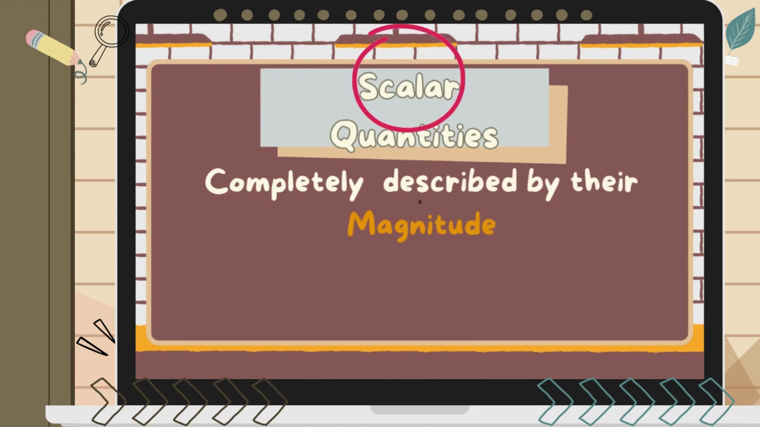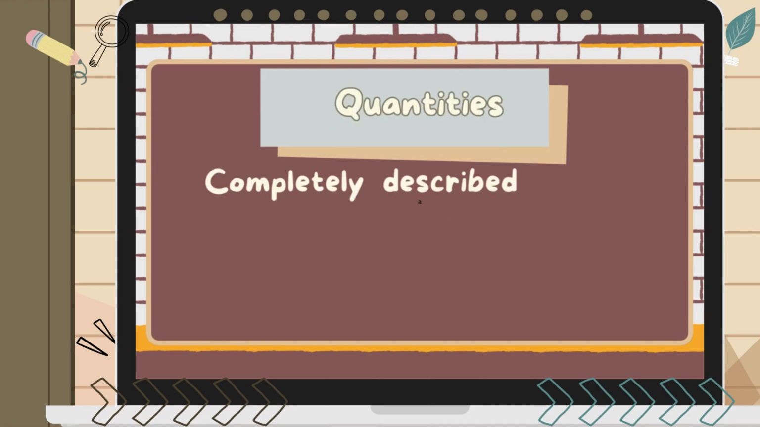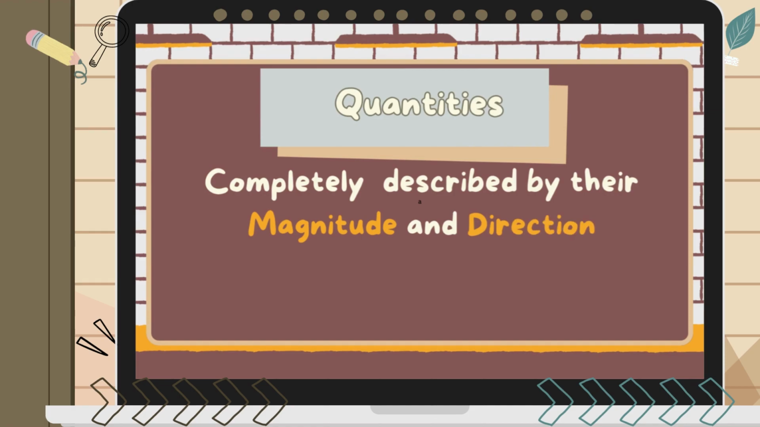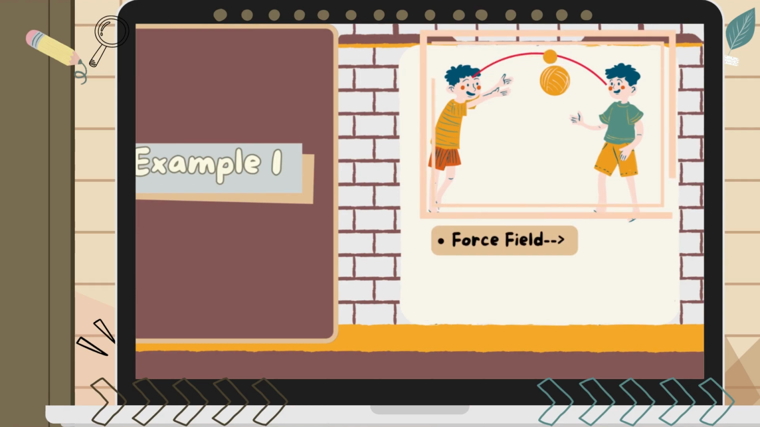But sometimes, to completely describe a quantity, we need to specify its direction too along with its magnitude. For example, let's say you want to throw a ball towards your friend. For this, you not only have to decide how hard you have to throw the ball, but also in which direction you have to throw it. That is, how much force to apply and in which direction.